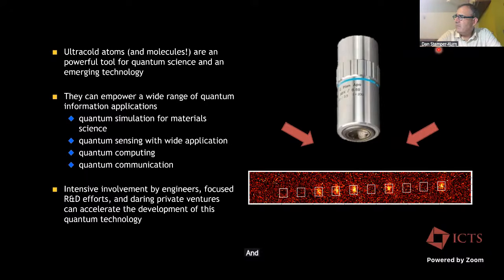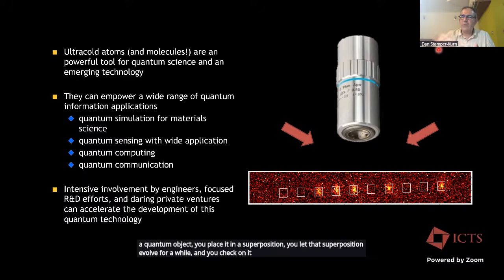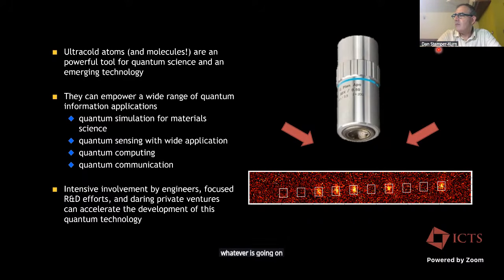And great, so that's one way in which quantum sensors work: you take a quantum object, you place it in a superposition, you let that superposition evolve for a while, and you check on it. And from that, you gain information on whatever is going on. And why ultracold atoms are useful for that is that they're very slow. So there's no Doppler shifts. That's very helpful.